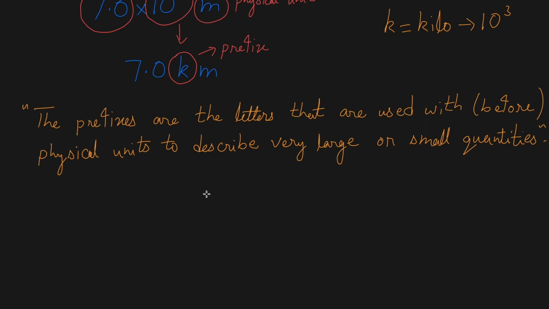Now there is one SI base unit out of those 7 base units that uses a prefix with it. There's one in 7 base units, and I hope you know that it's the SI unit for mass, kilogram. So SI unit for mass, kilogram.